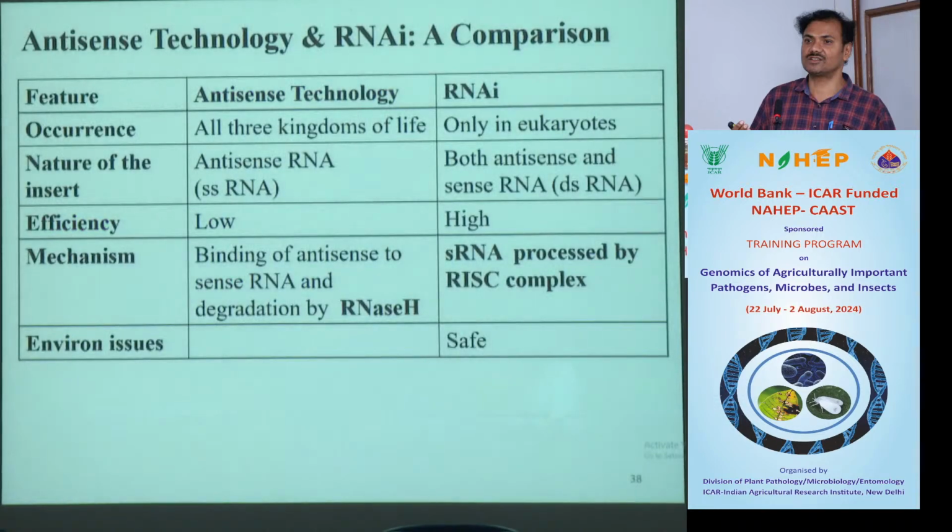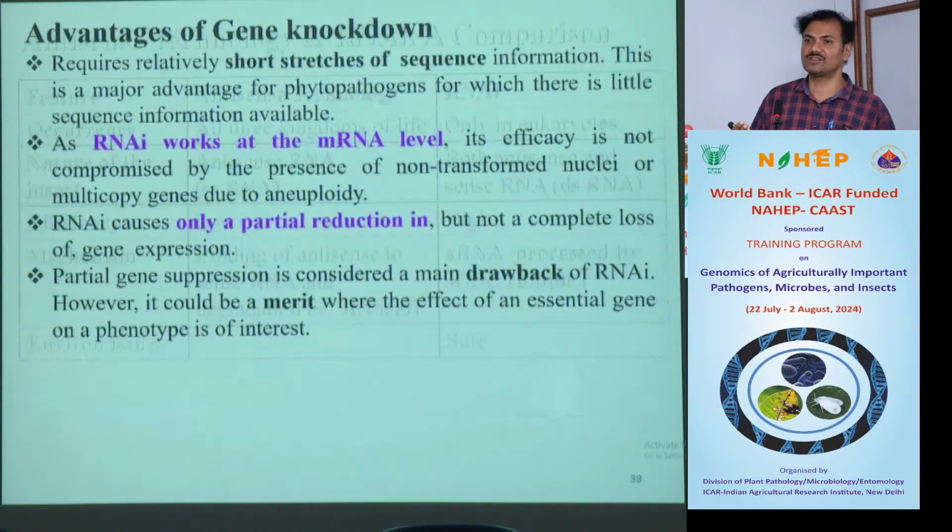So in that way, it has some advantages over the traditional antisense methods. You know the Flavr Savr tomato, which has a polygalacturonase inhibiting construct, which was the first commercial transgenic plant, way back in the 90s. That was by antisense technology, but RNAi has its own advantages. You can see here what the advantages are. Now, these are all theoretical things, so I am just skipping it.